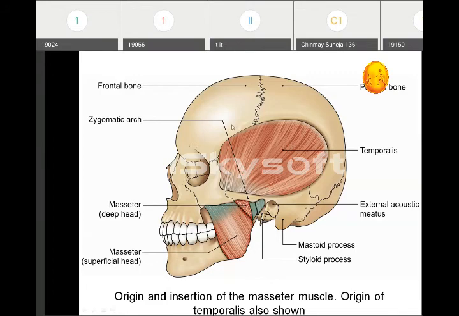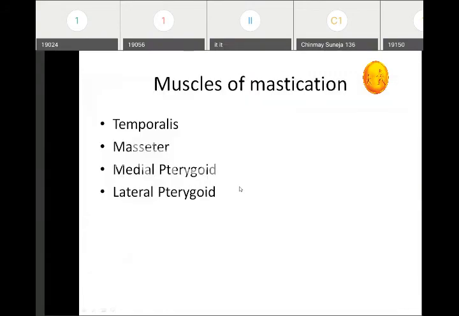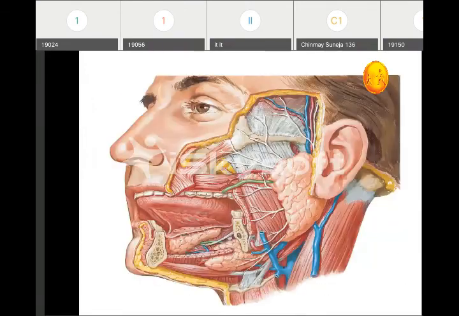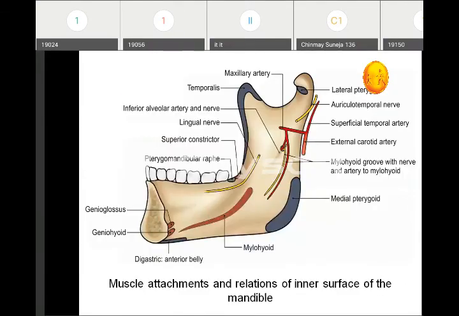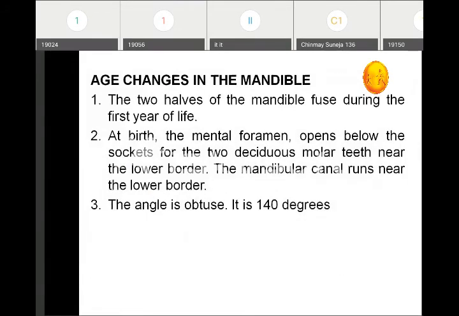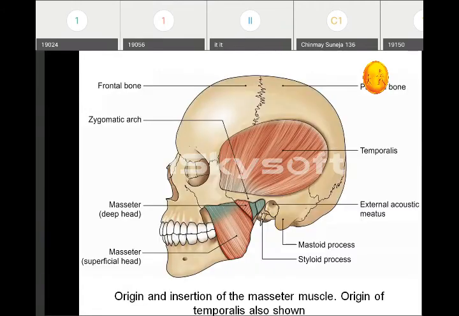The anterior fibers go vertically downward. You can appreciate this in the picture. The middle fibers go obliquely, whereas the posterior fibers go horizontally. The insertion of temporalis we have discussed on this mandible. Temporalis muscle gets inserted over the apex, medial surface, and whole of the anterior border of the ramus. Okay? So this is the insertion of temporalis muscle. It is supplied by temporal branches from the mandibular nerve.